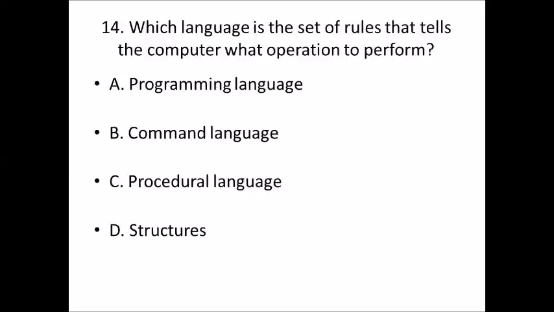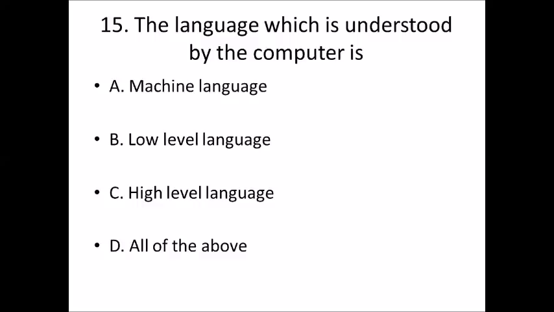Answer వచ్చేసి option A, programming language. 15th bit. The language which is understood by the computer is option A, machine language. Option B, low level language. Option C, high level language. Option D, all of the above. Answer guess cheyandi.